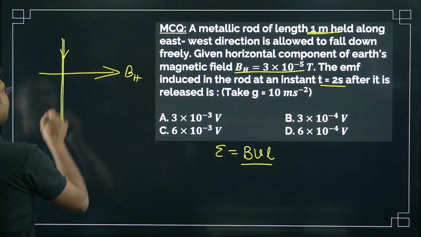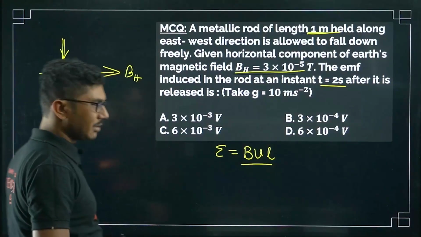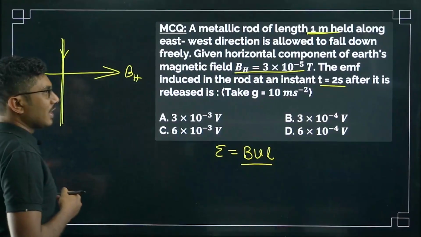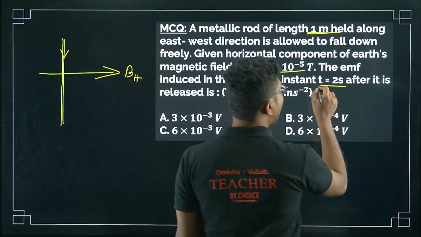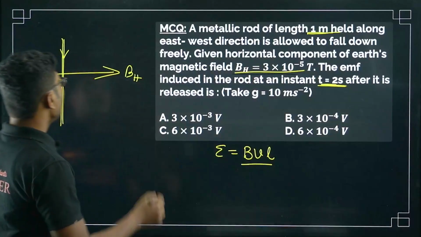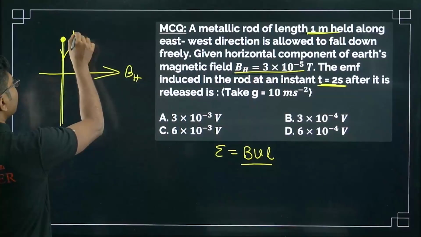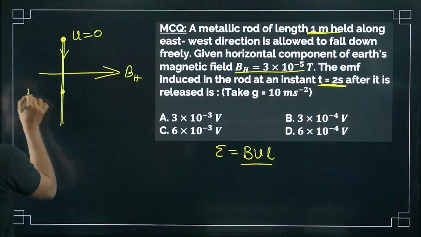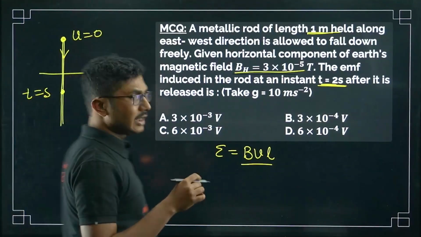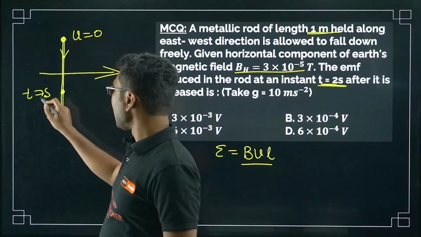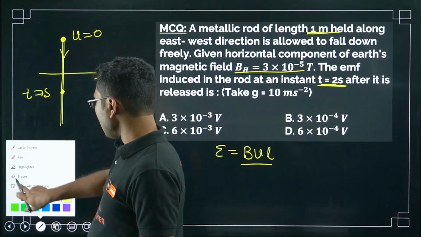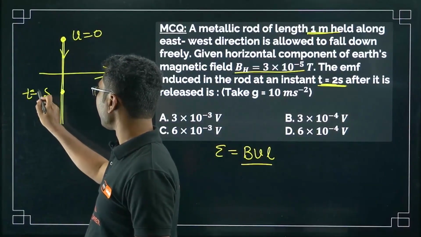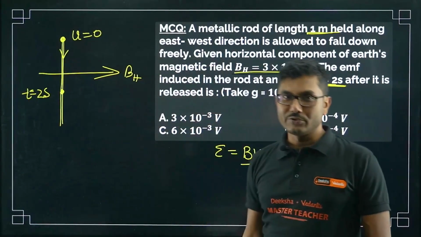A rod is falling like this, and after 2 seconds, what is the induced EMF across the length of the rod? Now how to solve that? First we have to find the velocity after 2 seconds. It's a free fall, so the initial speed is 0. What is the final speed after 2 seconds? Suppose this is t equals 2 seconds, and we have to find the velocity at this point. If we can find the velocity, we can find the induced EMF as well.